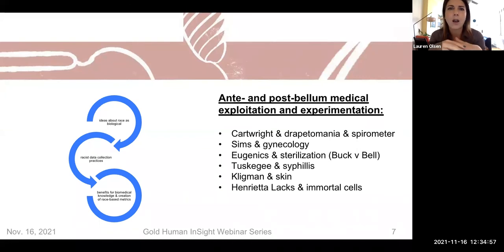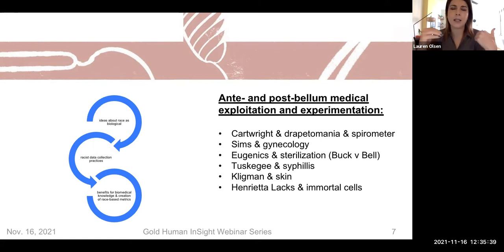Alexandra Minna Stern has done rich work examining the letters between the superintendents of hospitals here in the US with Hitler. And that really advised the T4 program in Nazi Germany before the final solution was put in place. So again, here we're seeing these ideas about race as biological leading to either experimentation or sort of horrific medical practices.